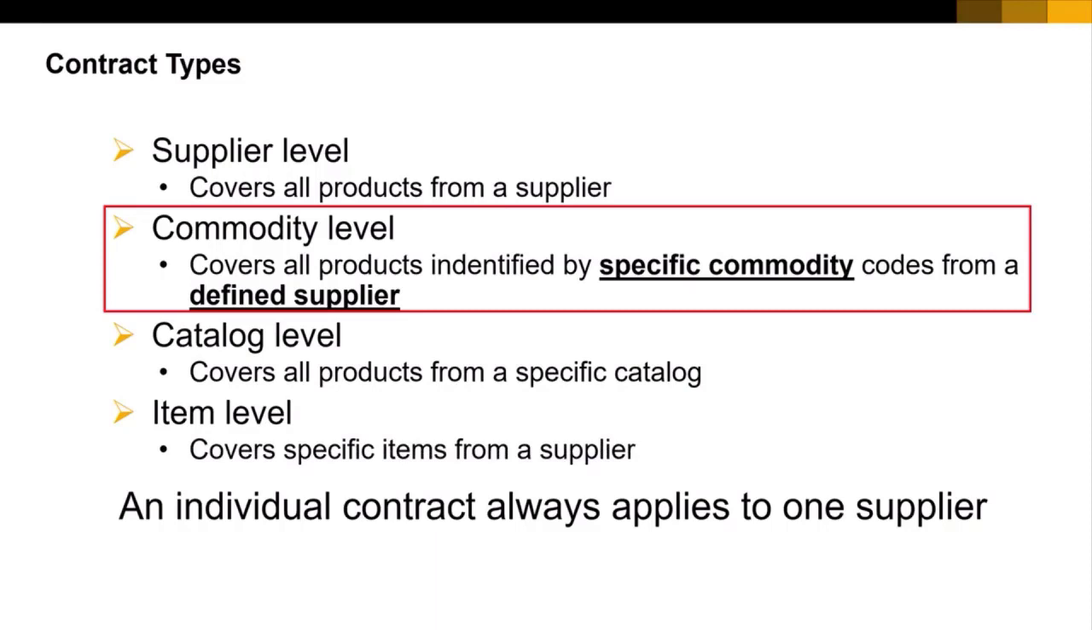So why use commodity level contract compliance? This would normally be where you have a number of contracts with one supplier to provide specific goods and services. And you want to be able to track the different types of spend per commodity for that one supplier. Okay, we'll now jump into Ariba and show you how this can be set up.